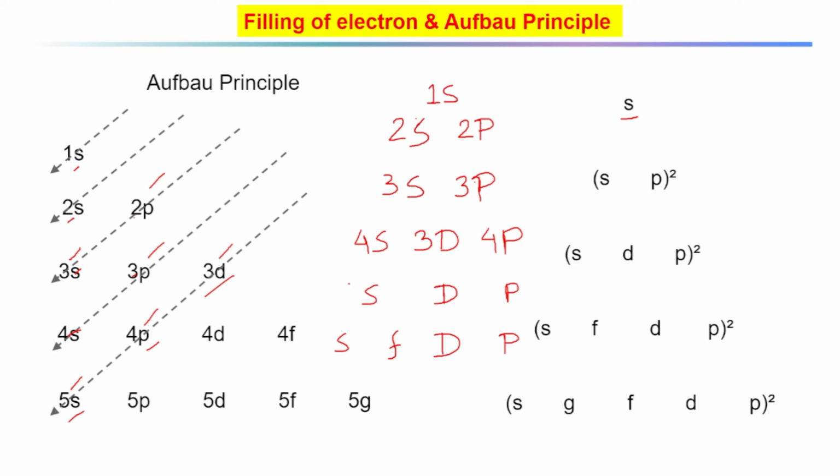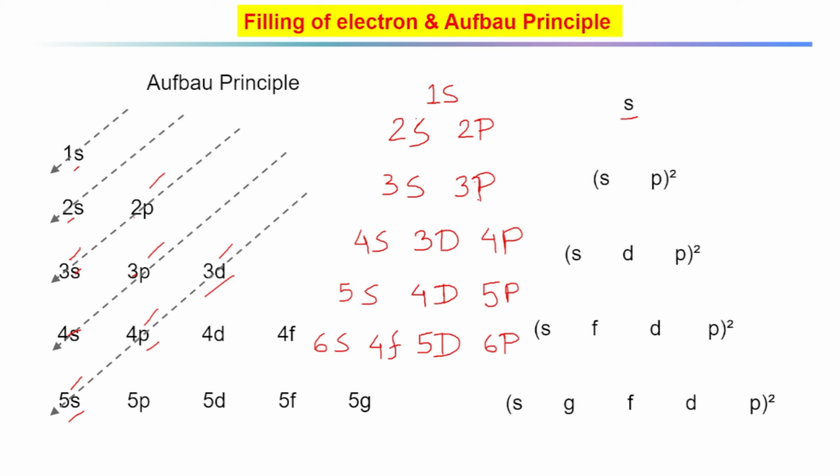Now again, this one is the fifth row according to my pyramid. So I will write 5s. This one will be n minus 1, so 5 minus 1 means 4d. And again this one is np, meaning 5p. And this one is actually 6s. In case of f, we have to write n minus 2. So in the sixth row, it will be 6 minus 2, meaning 4f. And d will be n minus 1, so 6 minus 1, it will be 5d. And again np, so 6p.